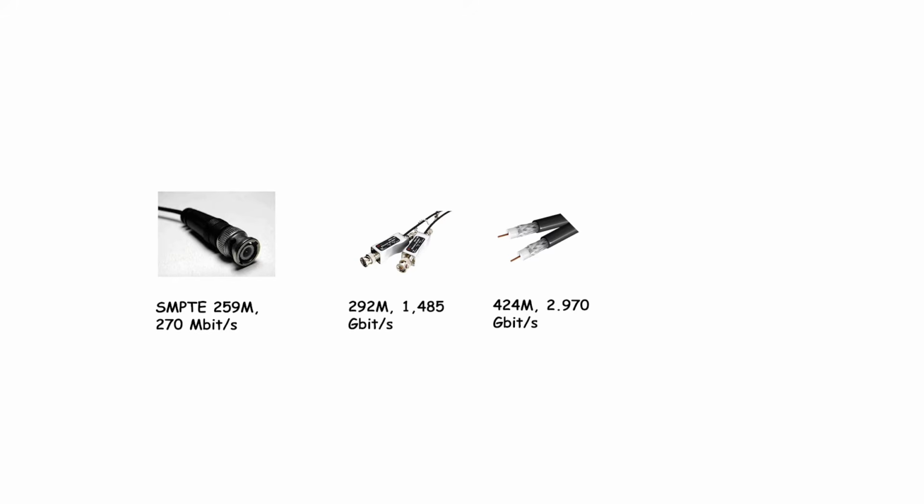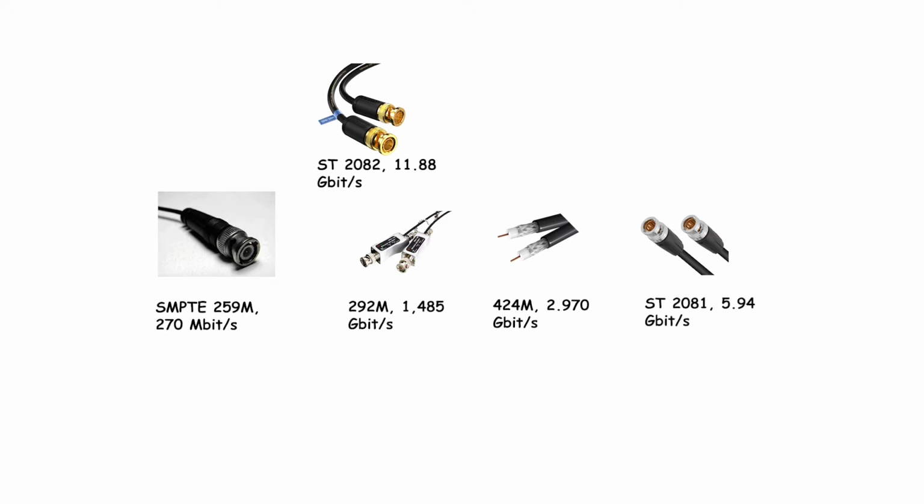SDI, SMPTE 259M, 270 megabits per second. HD-SDI, 292M, 1.485 gigabits per second. 3G-SDI, 424M, 2.970 gigabits per second. 6G-SDI, ST 2081, 5.94 gigabits per second. 12G-SDI, ST 2082, 11.88 gigabits per second, and a defined 24G-SDI family.